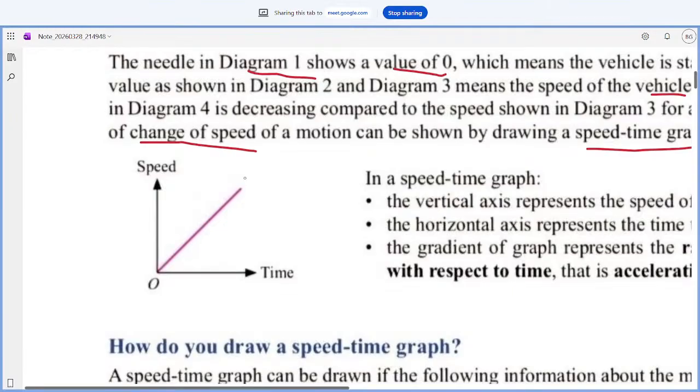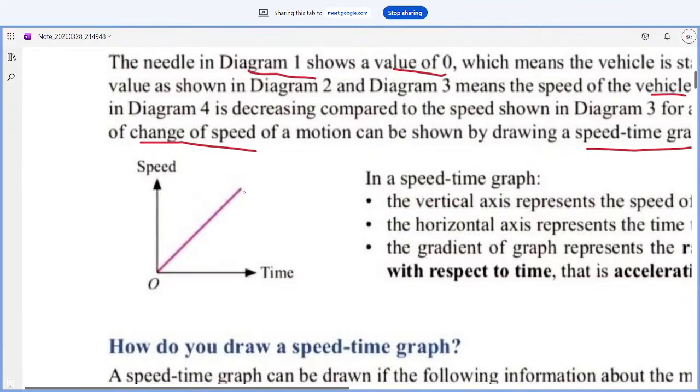Gradient constant, right? Kecerunan malar kan? So, acceleration is also constant. Pecutan juga malar. Constant acceleration means all the way. If let's say acceleration 5, so 5, 5, 5, 5. Dia maintain saja 5 pecutan dia.